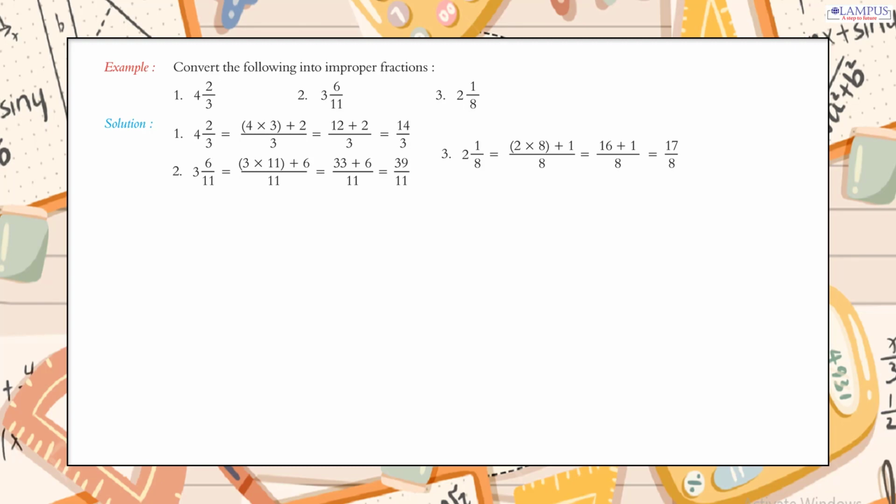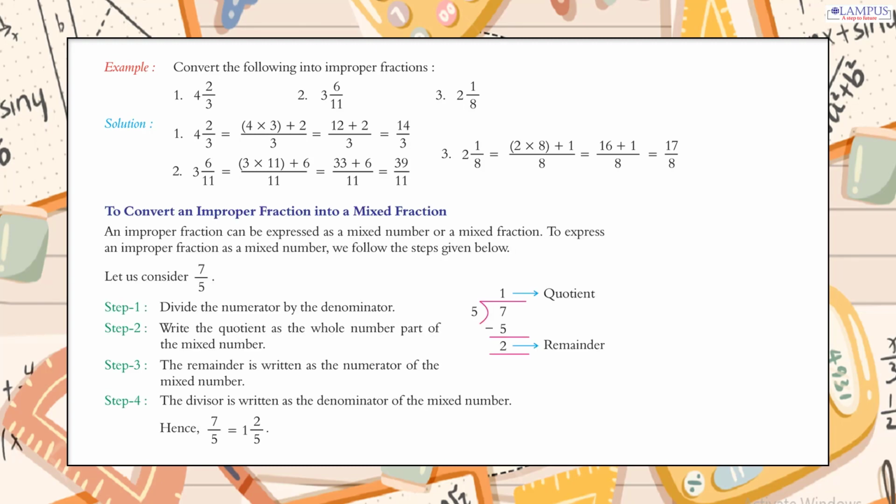To convert an improper fraction into a mixed fraction. An improper fraction can be expressed as a mixed number or a mixed fraction. To express an improper fraction as a mixed number, we follow the steps given below. Let us consider 7 by 5.